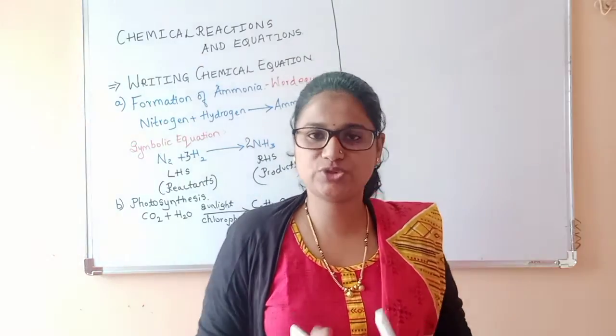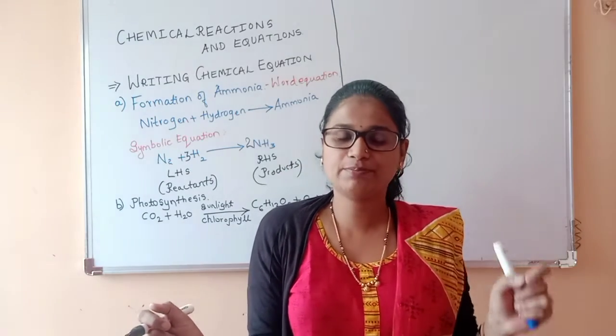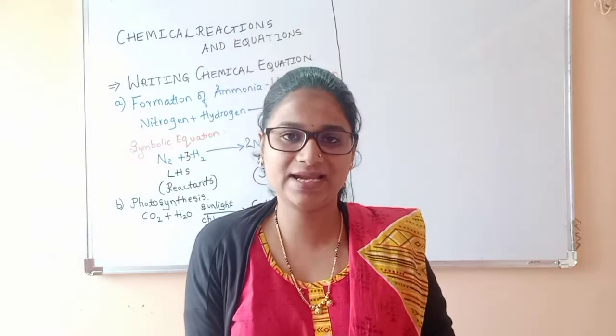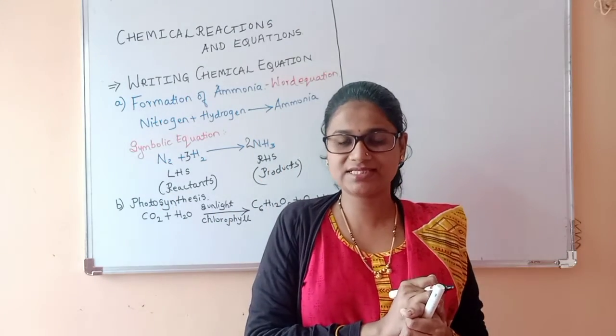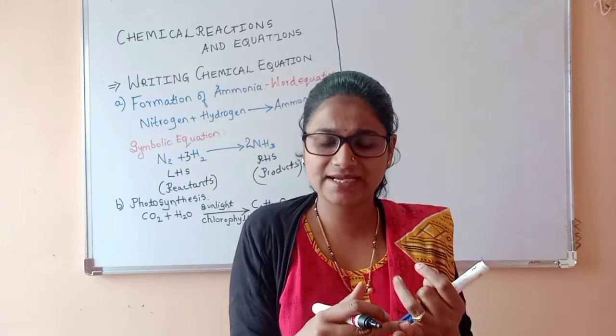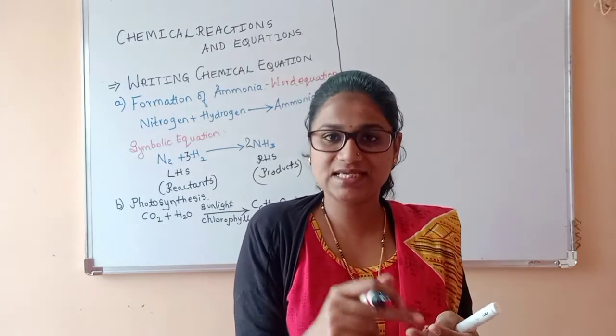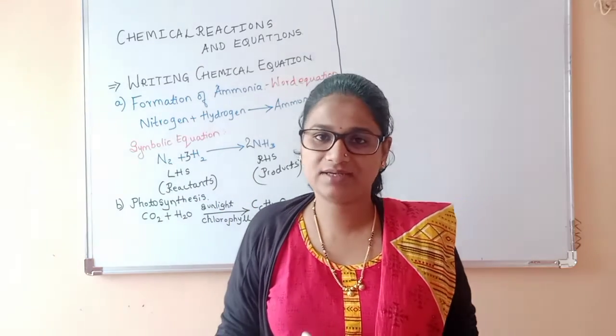So this is how to write the chemical equation. We should remember 3 points. Reactants should be written on the left hand side. Products should be written on the right hand side. The arrow mark indicates formation of new products and the conditions for a reaction. For example, sunlight, heat, electricity should be written above and below the arrow mark.